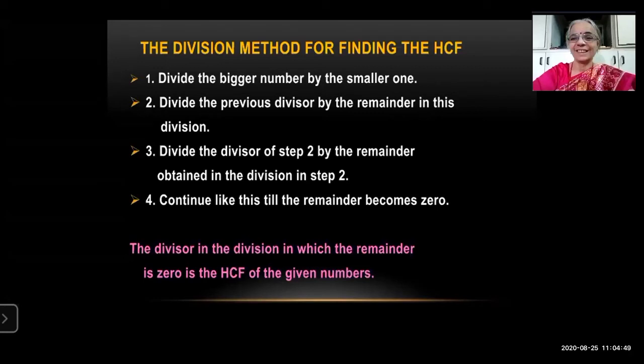Now just think. The numbers were 6 and 25. So 6 comes in the table of 1, 2 and 6. And 25 comes in the table of 1, 5, 25. What is common? Only 1 is common. And that is the highest common factor.